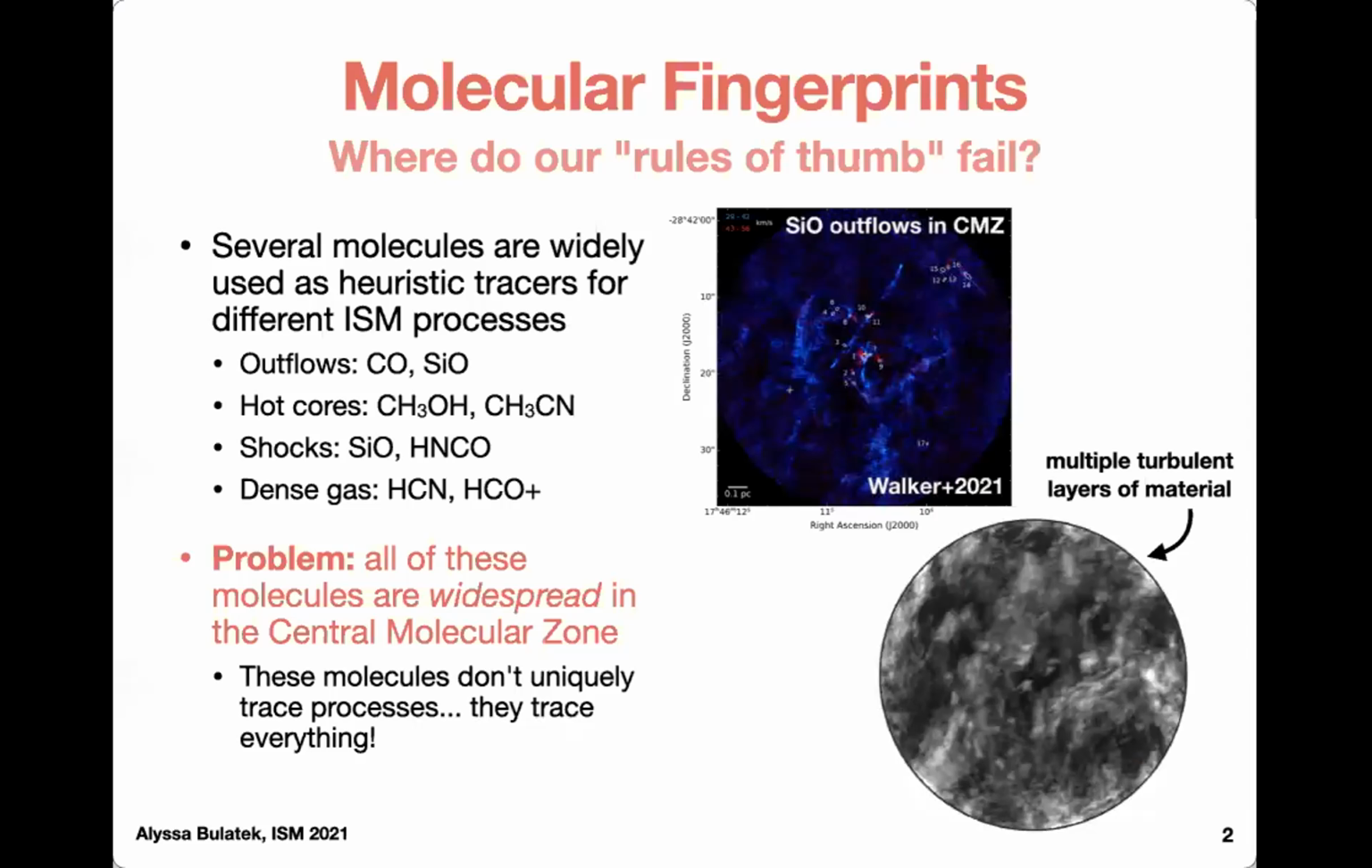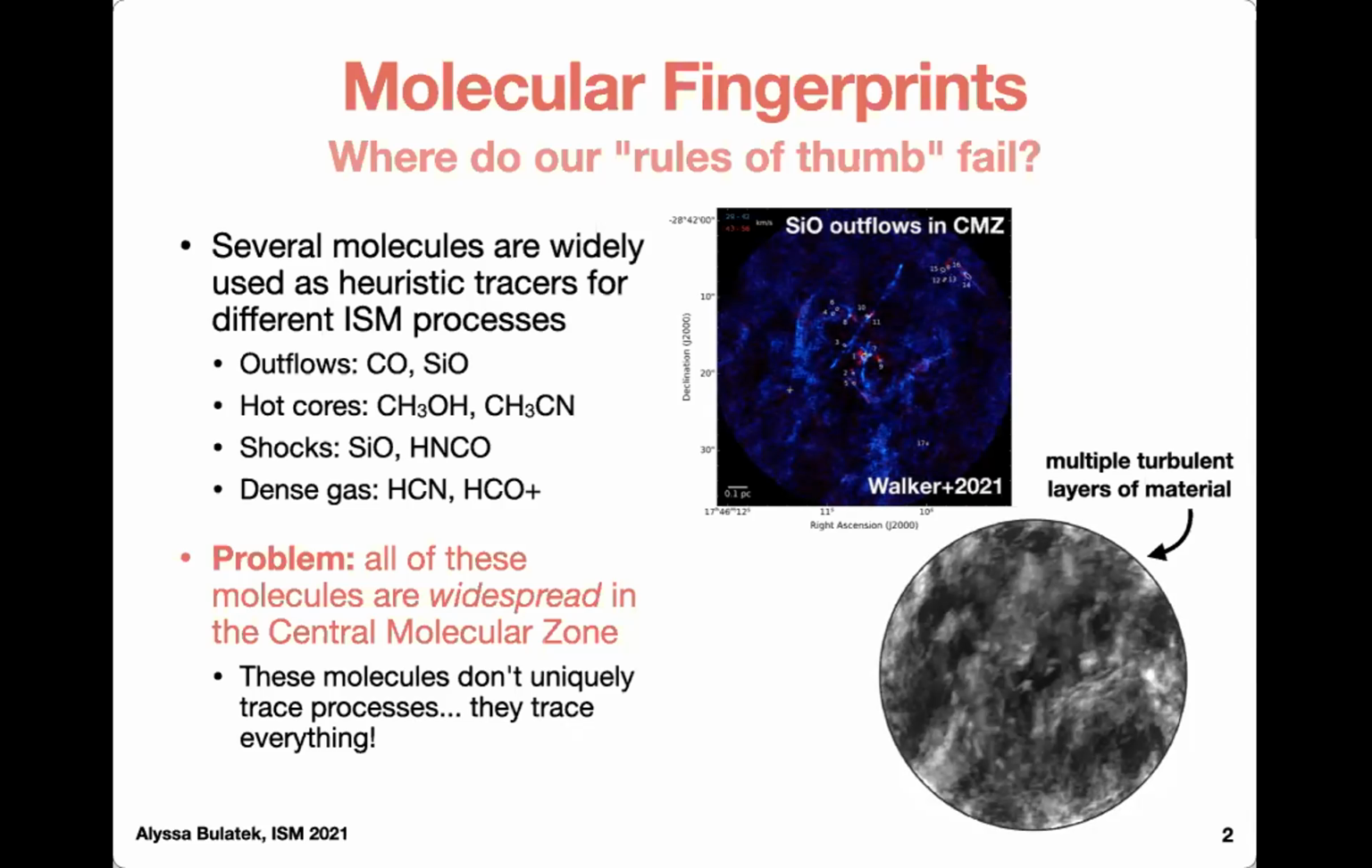So as we've heard in several talks so far today, astronomers use several molecules as heuristic tracers for different processes in the ISM. I've listed some examples here, but I won't go into great detail on them since a lot of these molecules have been discussed already. But we can trace processes like outflows, hot pre and protostellar cores, shocks, or dense gas with some of these different molecules. But a problem arises when we try to use these tracers to find these processes in the Milky Way's central molecular zone. And that happens because these molecules tend to be pretty widespread in the CMZ.